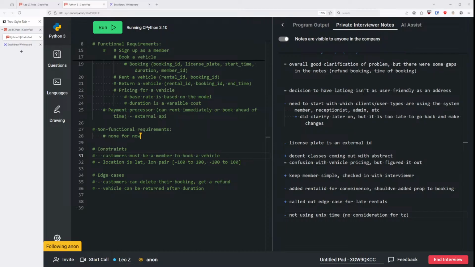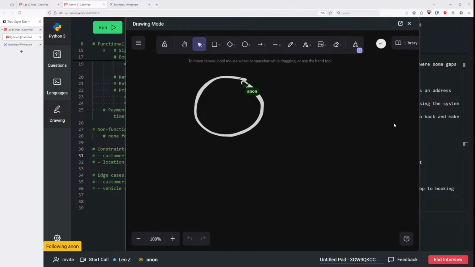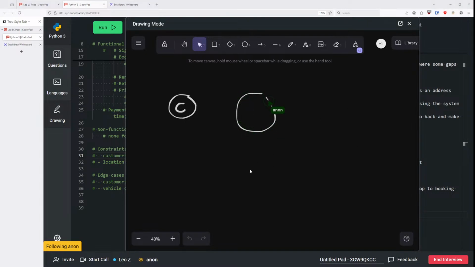Yeah, for now then, let's go into drawing mode. That might help to visualize what would happen if a client would rent a vehicle. I've never used this thing before. There you go. Sorry, my drawing skills are not A plus. Let's do client here, or the customer. They want to rent a vehicle, and then I'll call this the receptionist with the computer.